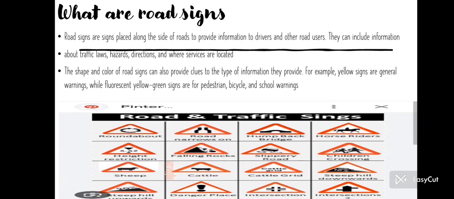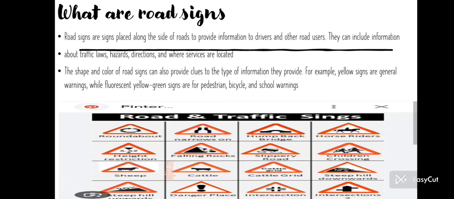For example, yellow signs are general warnings, while fluorescent yellow-green signs are for pedestrian, bicycle and school warnings. Here, if you look at the picture about the road and traffic signs, the road narrows sign tells us that the road ahead is narrow.